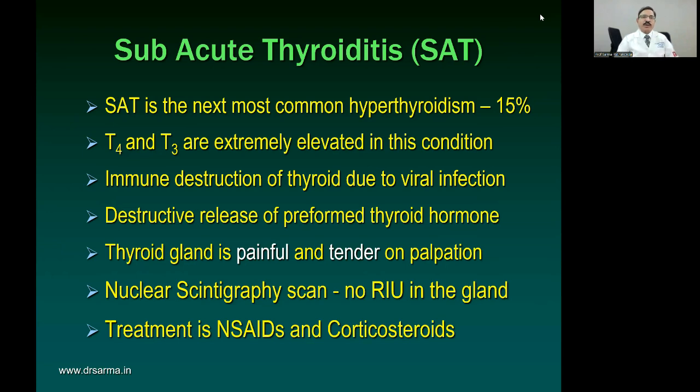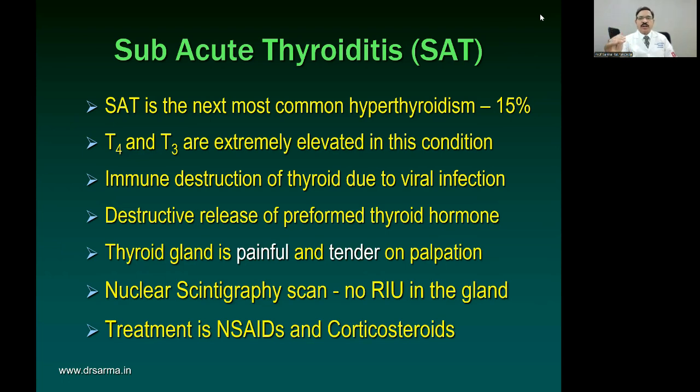Next most common is 15%. T4 and T3 are extremely elevated here. The bound hormones are elevated because it is the bound hormone that is there in the vesicle. The vesicles rupture and throw out the bound hormones. Here, not only the FT3 and FT4, but also T3 and T4 are elevated. This is how you can easily pick it up. Generally, we don't do T3 and T4. When we suspect subacute thyroiditis, we can order T4 and T3, the bound hormones, and they will be elevated.